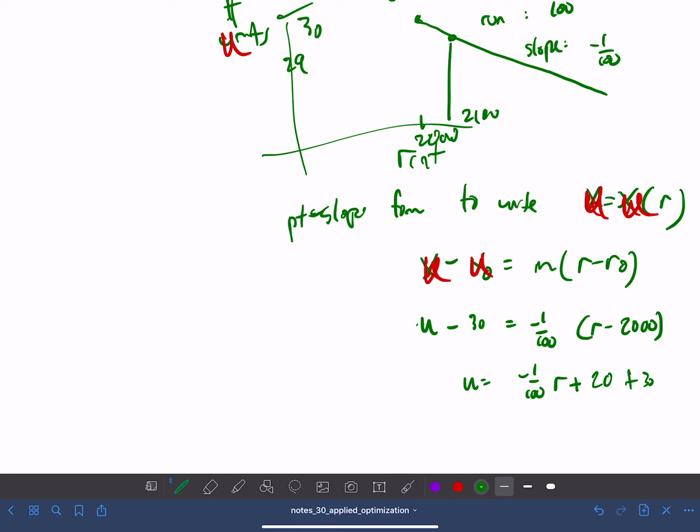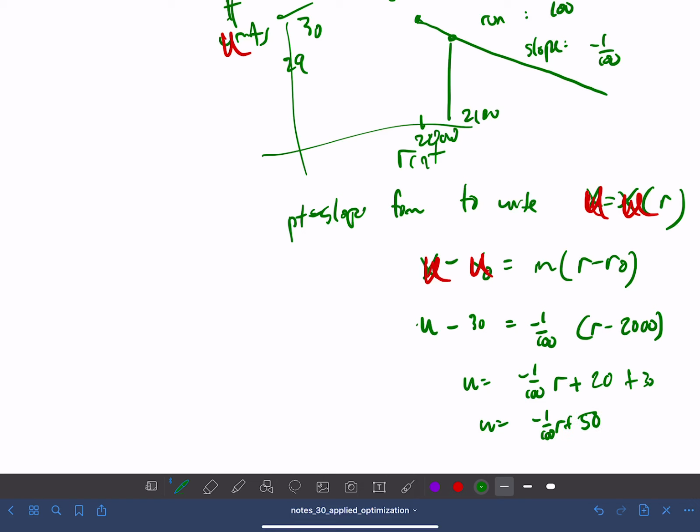Plus 30. U equals minus 1 over 100 r plus 50. I do believe that I'm correct. Let's do a quick little checksum on that 50 right here.